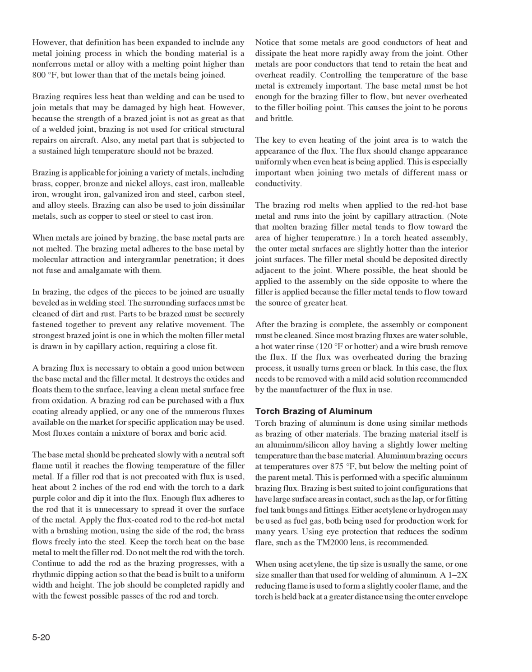Brazing can also be used to join dissimilar metals, such as copper to steel or steel to cast iron. When metals are joined by brazing, the base metal parts are not melted. The brazing metal adheres to the base metal by molecular attraction and intergranular penetration. It does not fuse and amalgamate with them.